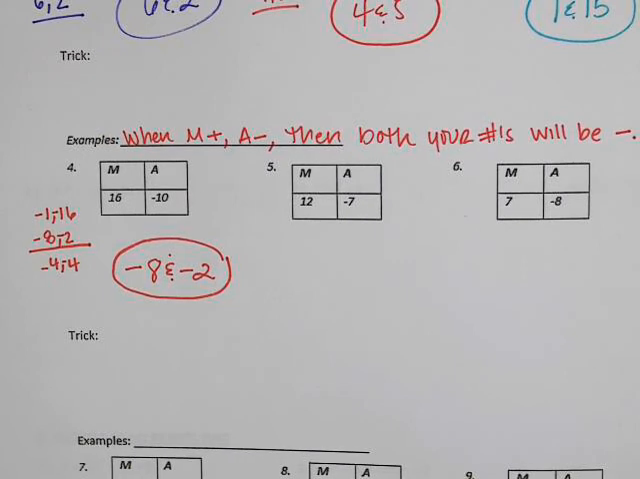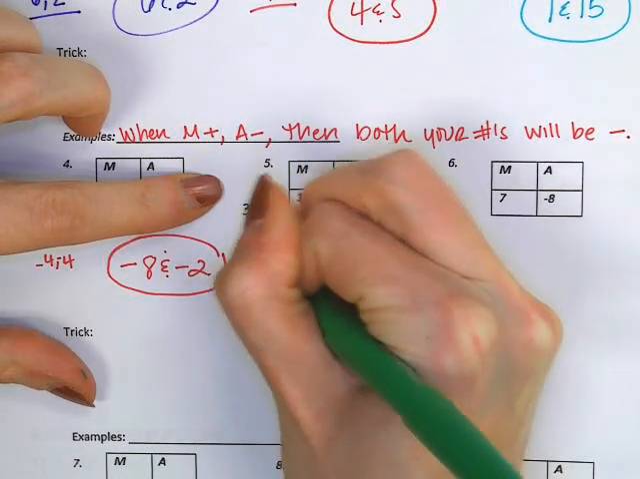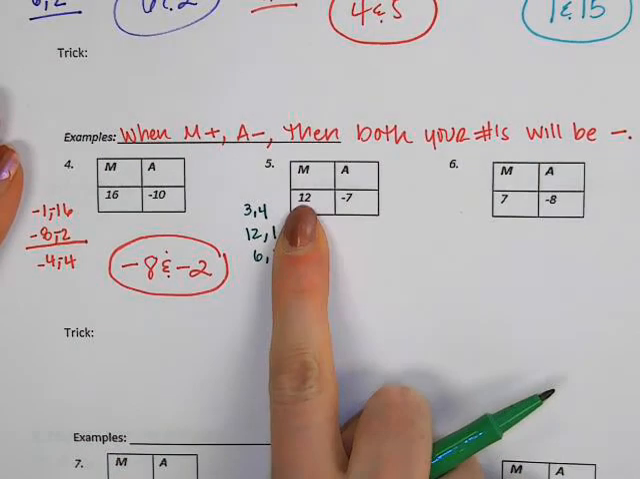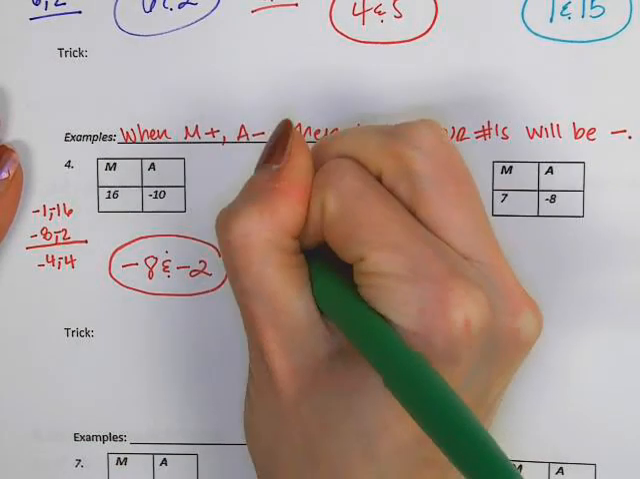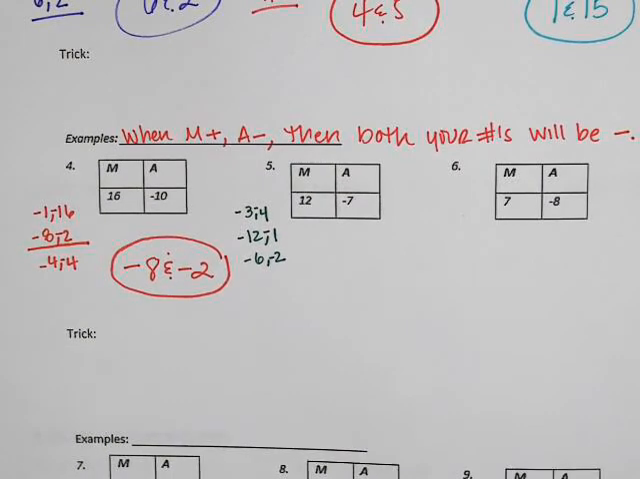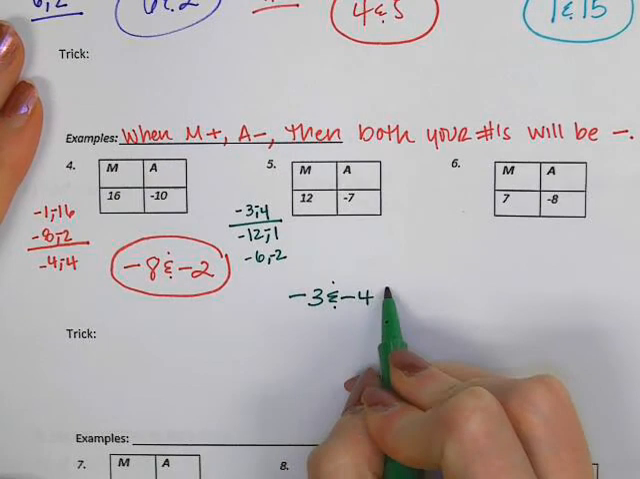All right, let's try 5. Two numbers that multiply to 12 but add to negative 7. Again, do it in your head if you can. I'm just making a list for people that need it. So 12 could be 3 and 4, 12 and 1, or 6 and 2. But if they're multiplying to a positive but adding to a negative, they're both going to have to be negative. Which pair of numbers adds to -7? It looks like this one right here. So your answer is -3 and -4.